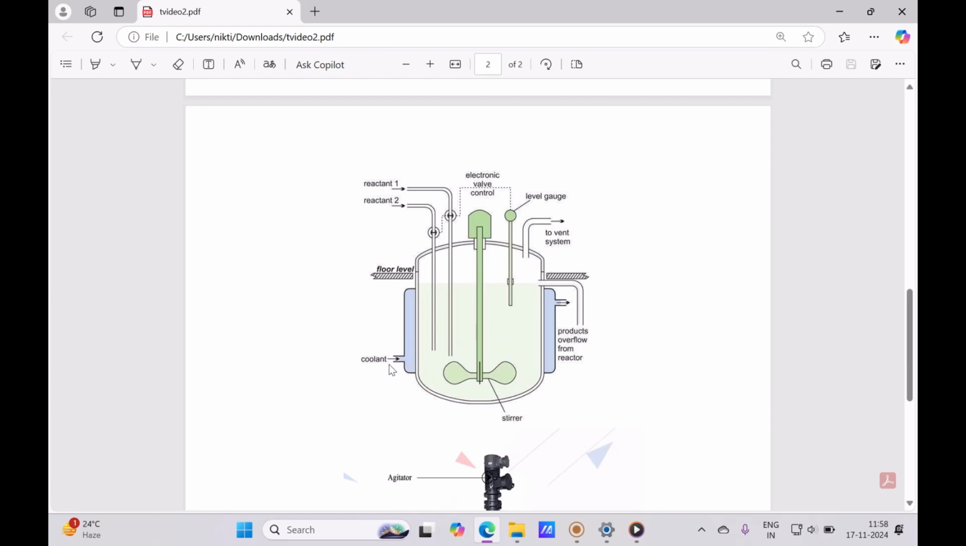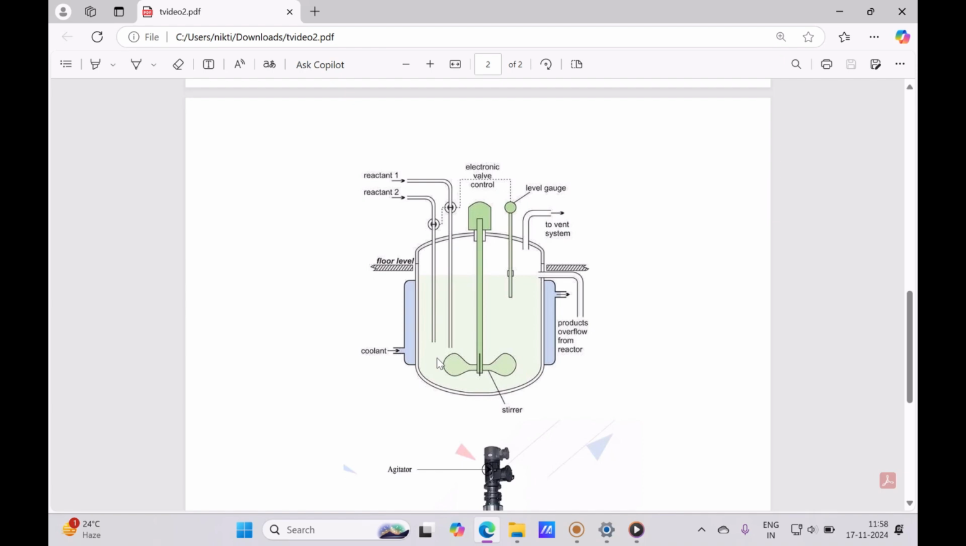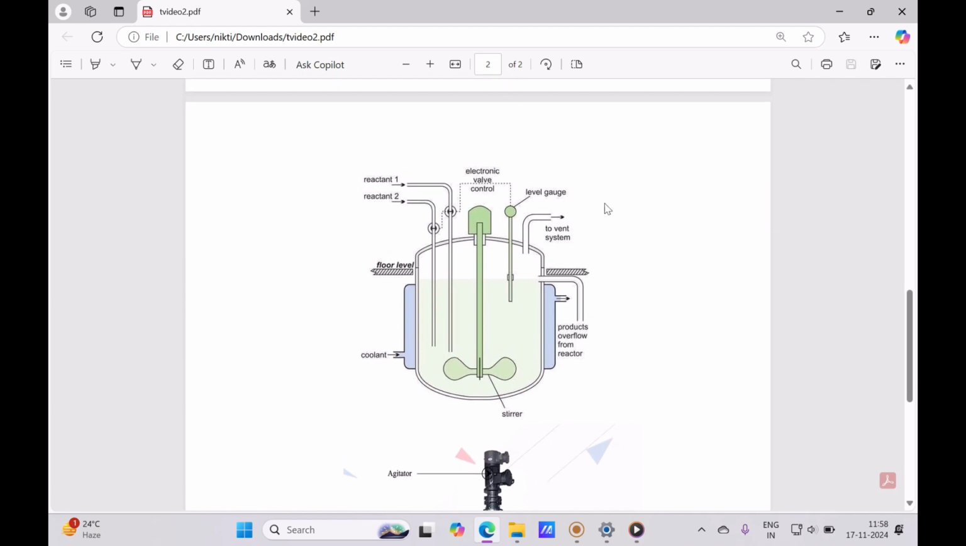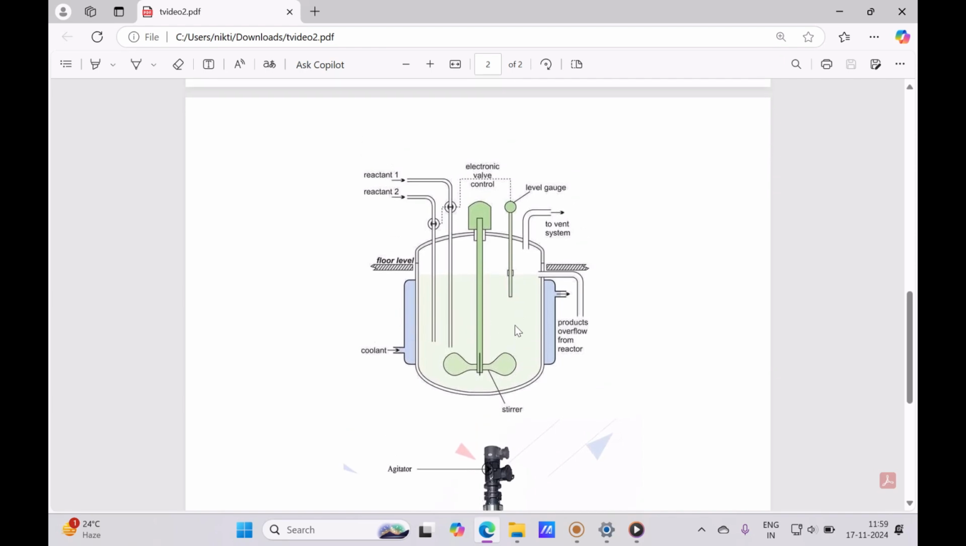Now a coolant system is provided for temperature management. A heating or cooling system in the reactor is used to handle exothermic or endothermic reactions efficiently. A vent is provided to remove any gas produced in the reactor to avoid pressure buildup in the reactor, which would eventually lead to the explosion of the reactor.